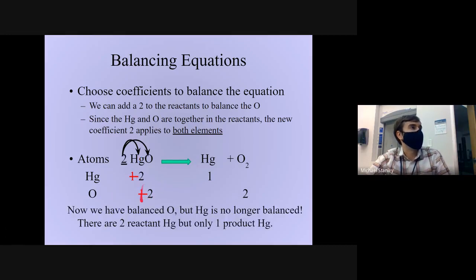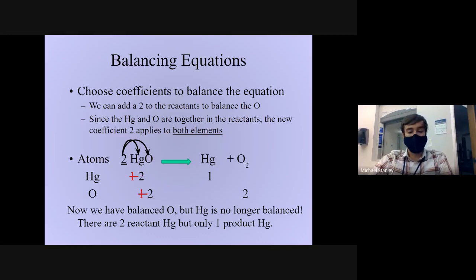So while we might have 2 oxygens now, which is good, these guys are balanced. 2 O's on one side, 2 O's on the other side, all good. But now, whoops daisy, we have 2 Hg's on the reactant side and only 1 on the product side. We've balanced the O's, but the Hg's are no longer balanced. There's 2 over here and 1 over here. This will happen a lot when you're balancing equations, and it is totally okay. It's a very, very normal part of the process.